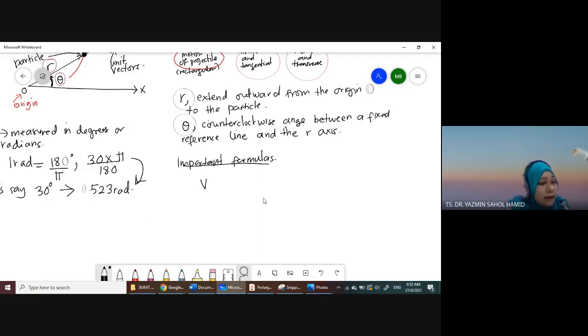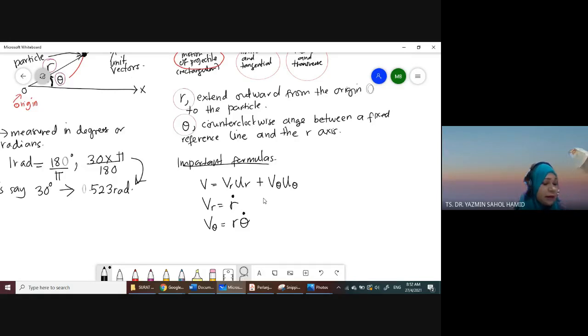So V equals VR UR plus V theta U theta. And the other one is VR equals R dot. And then V theta equals R theta dot. Don't forget the dot.